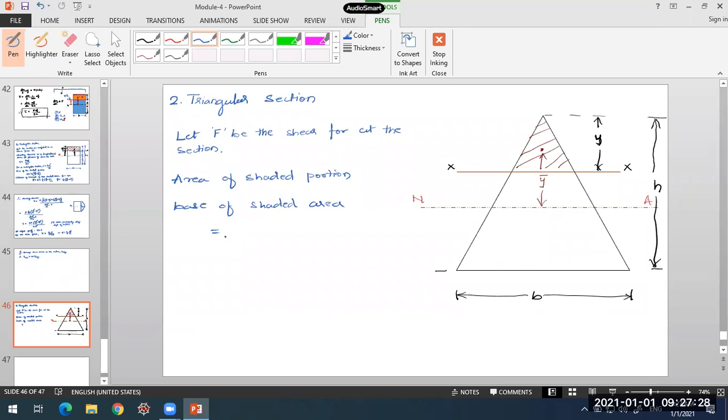So that is, if you use the similar triangle, if you take it as b1, it will be equal to b by h into y here. Therefore, area A of the shaded portion will be half, base, that is b by h into y, into the height y. So what it gives us, the area will be b by 2h into y square.